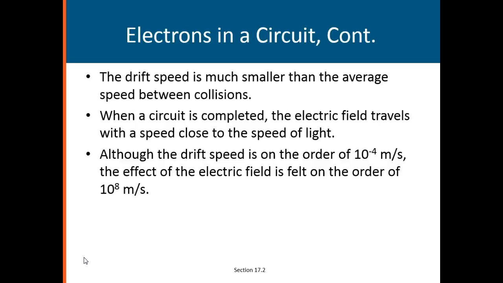So the electrons in a circuit, the drift speed is much smaller than the average speed between collisions, big time, because some of those average speeds are in the opposite direction or near opposite direction. When the circuit is completed, the electric field travels with a speed really close to the speed of light. The field travels at that speed. It's set up at that speed. The electrons are incredibly slow. Although the drift speed is on the order of 10 to the minus 4 meters per second.